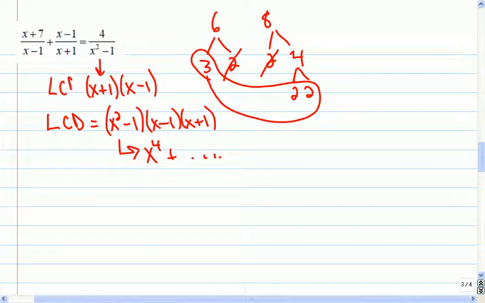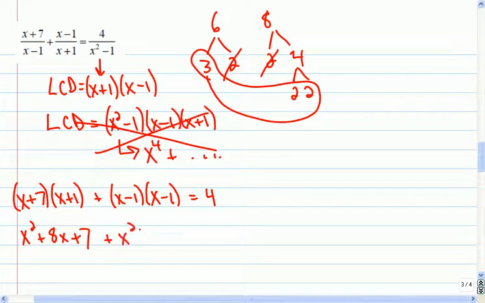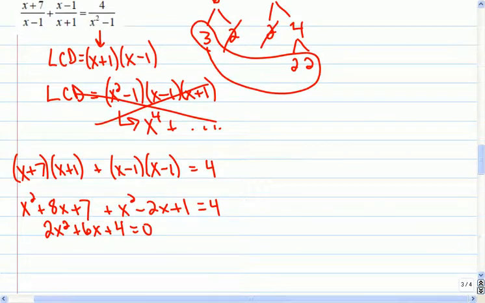Whoops, LCD. So when I multiply through this time, I get x plus 7. The x plus 1 will stay. x minus 1 will stay. So that's x squared plus 8x plus 7, x squared minus 2x plus 1. So if I collect my like terms, 2x squared plus 6x, and 8 minus 4 will be 4. And hopefully it factors. That's a nice one. Not too bad.